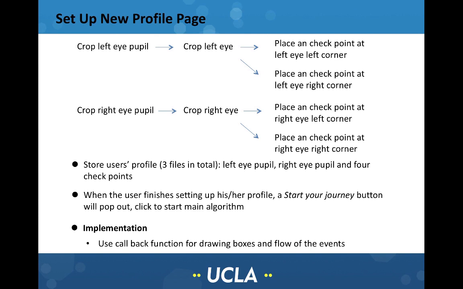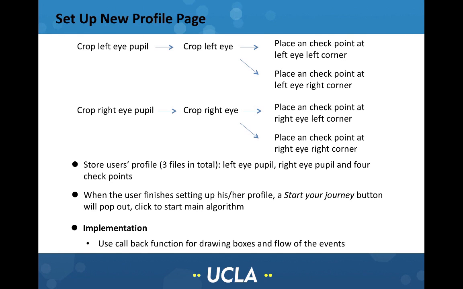The setup new profile page works as follows. The user is first prompted to crop the left eye pupil, and then to crop the left eye, and then place a checkpoint at the left eye left corner and left eye right corner. Then the user is prompted to crop the right eye pupil, and then crop the right eye, and then place a checkpoint at the right eye left corner and right eye right corner. The app stores the user's profile, 3 files in total, namely the left eye pupil, right eye pupil, and 4 checkpoints.